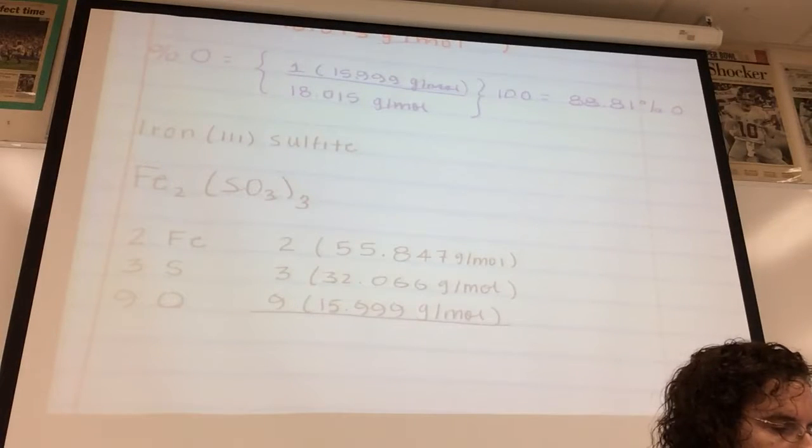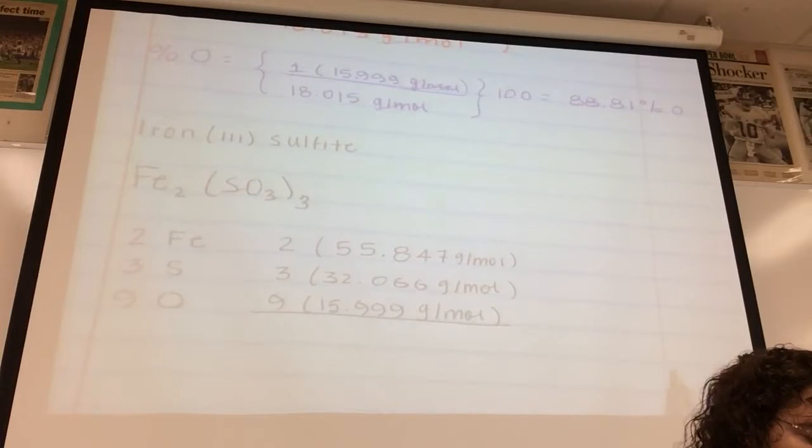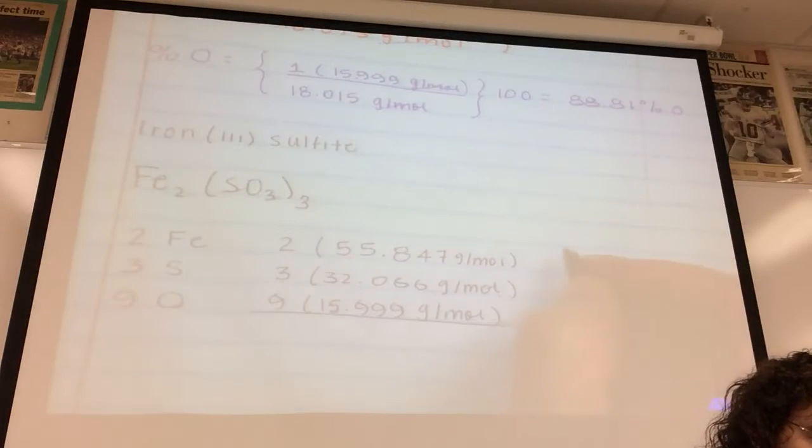And now we're going to get the formula mass, 2 times 55.847 plus 3 times 32.066 plus 9 times 15.999, and that's 351.883. It's easier to write it here.